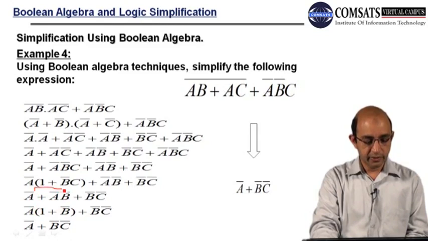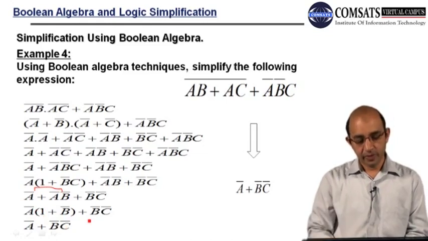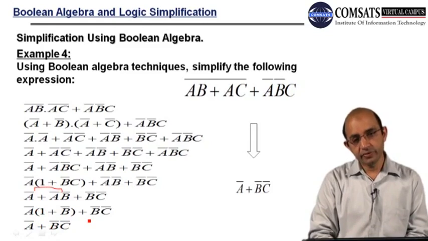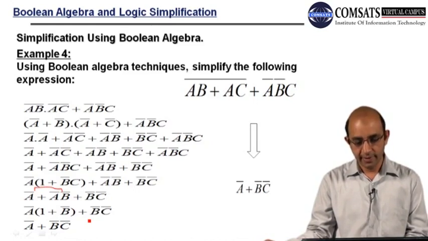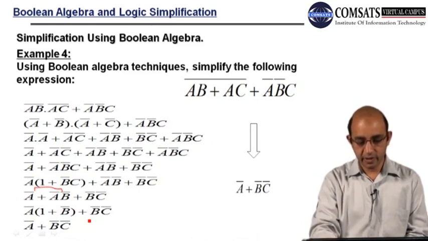These two, right? So here we have 1 plus B bar, so it will always be 1. So A bar plus B bar C bar. Can we simplify it more? For me, no. But you can think about it. So this is the expression which we got after the simplification.